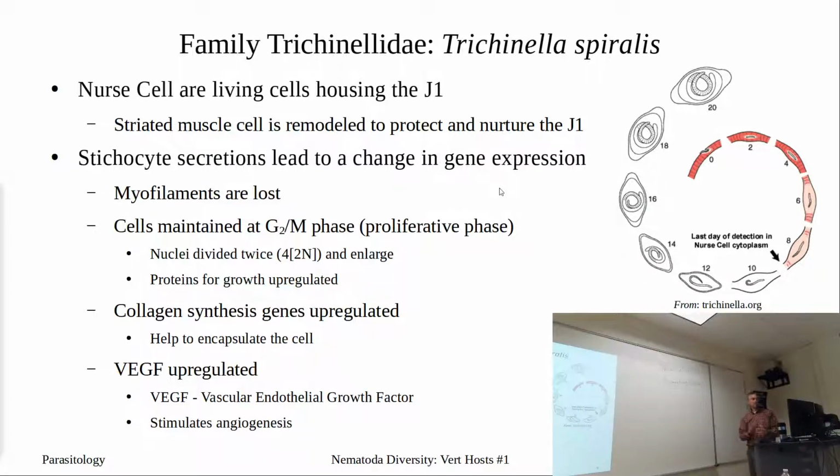All right, so our nurse cells are living cells. That's what they are. And it's these living cells that are housing our J1s. Now, the cells that can function as a nurse cell are the striated muscle cells. And what our worm is going to do is completely remodel it so that it now acts to protect the worm from the host immune system, and nourish the worm.